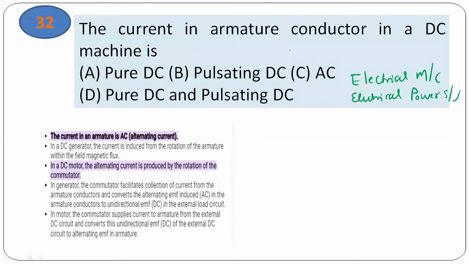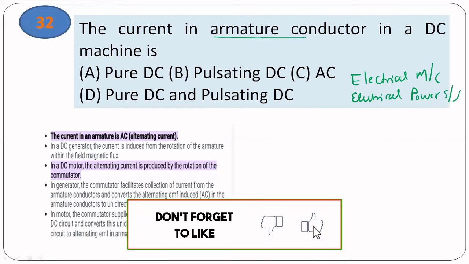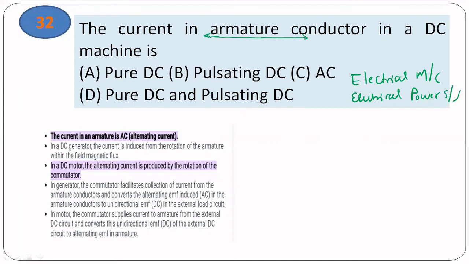Now it says that the current in armature conductor in a DC machine. As we know that since the armature is rotating, and the current we are speaking about is in the armature conductor, since it is always rotating, it is always AC. Current in the armature is always AC. The conversion takes place at a later stage of the DC machine with brush assembly and commutator, but the current asked in the question is in the armature conductor. So in the armature conductor it is always AC.